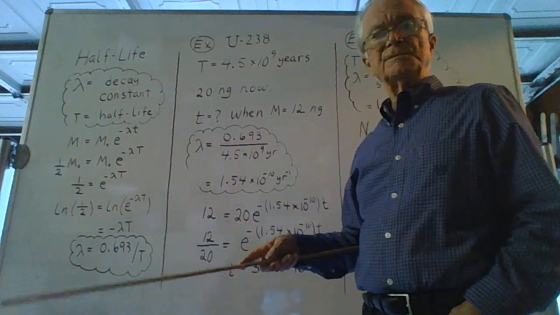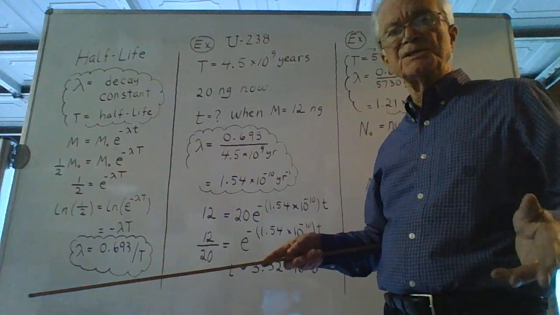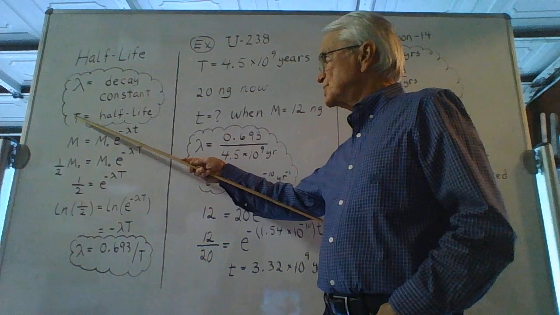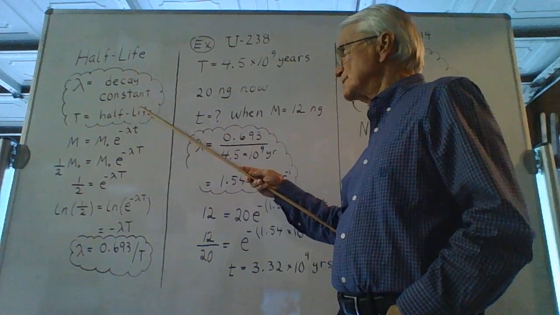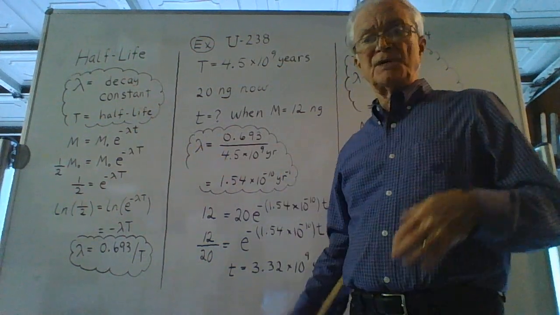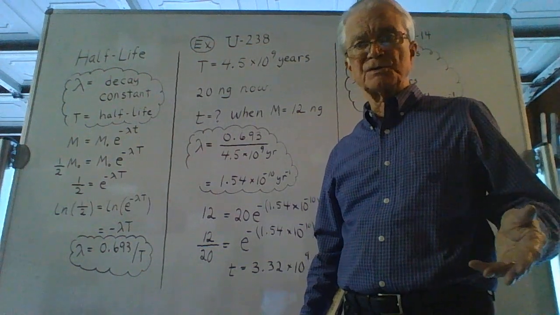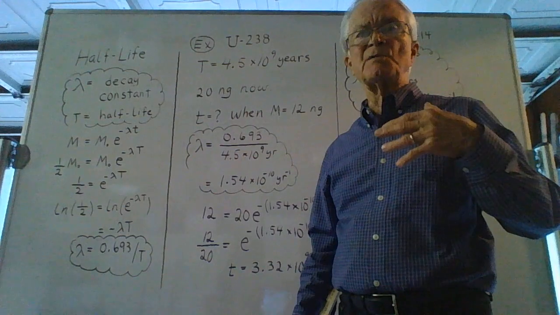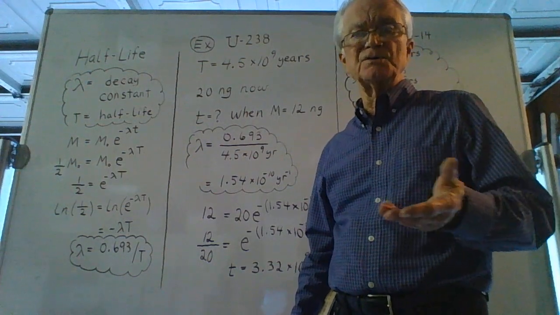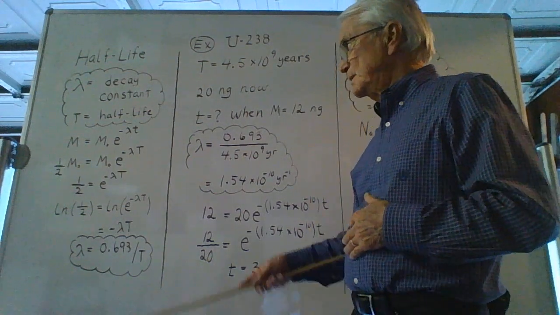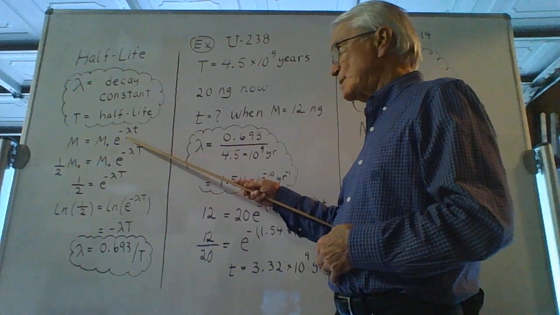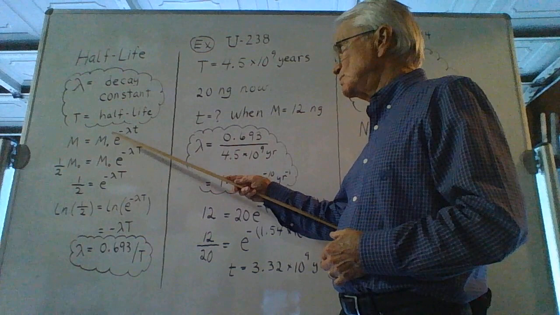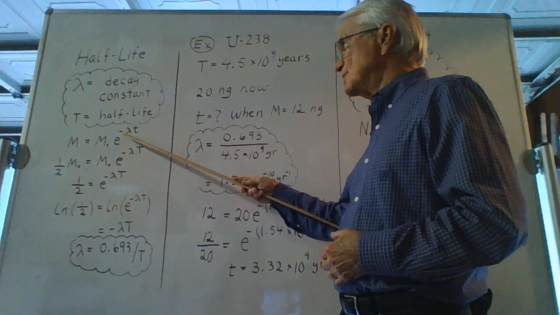We'll see how lambda fits into the scheme of things soon. Let uppercase T represent the half-life of the isotope, the number of minutes, days, months, years, whatever it takes for half of a radioactive sample to disappear, to have decayed. I showed you last time a graph and an equation. It's the exponential decay equation.